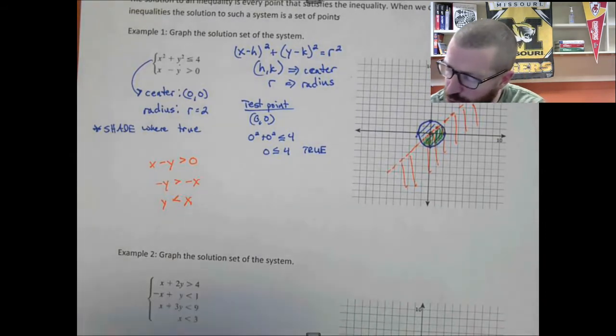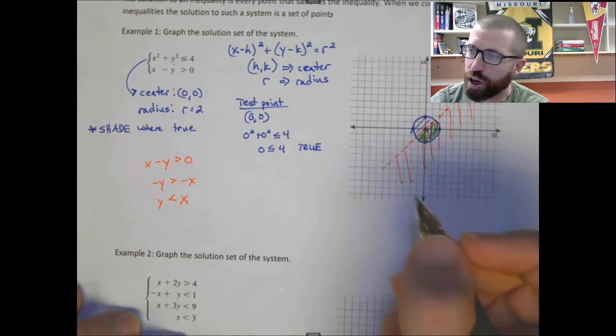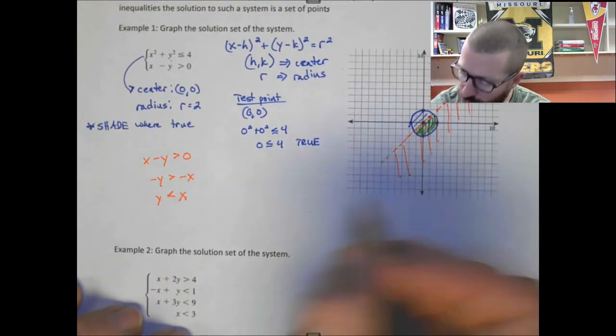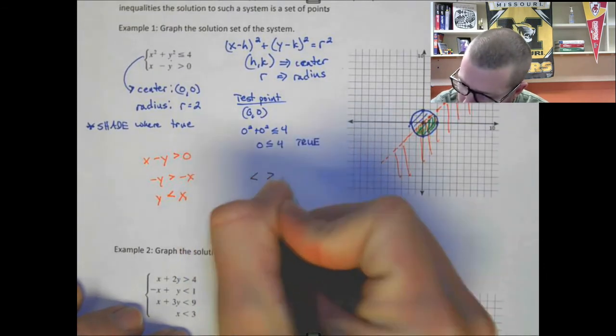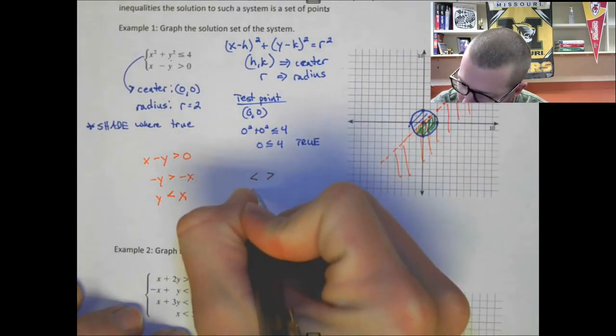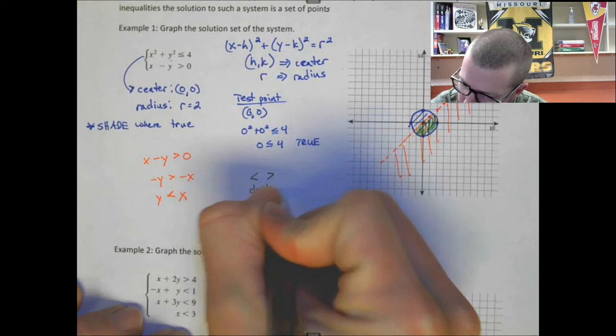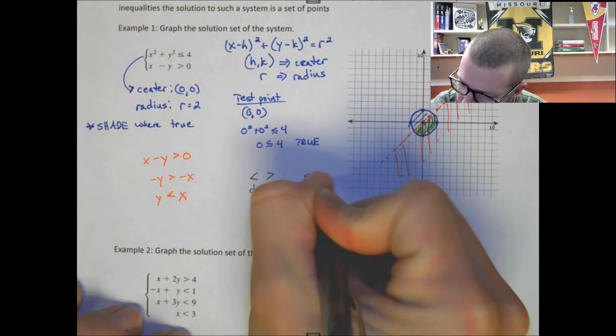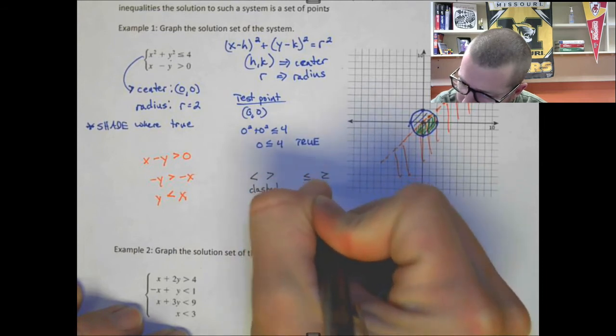Some other things to remember just when you're graphing inequalities. This goes back to non-systems even, but if it's less than or greater than, use a dashed line. And if it's less than or equal to or greater than or equal to, it is a solid line.